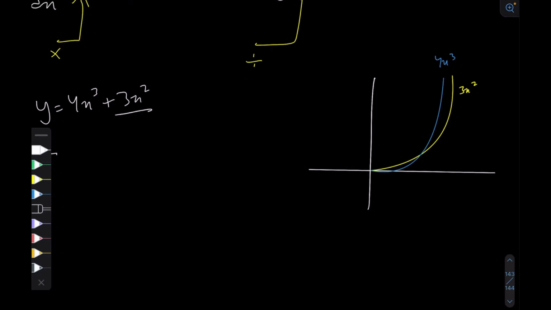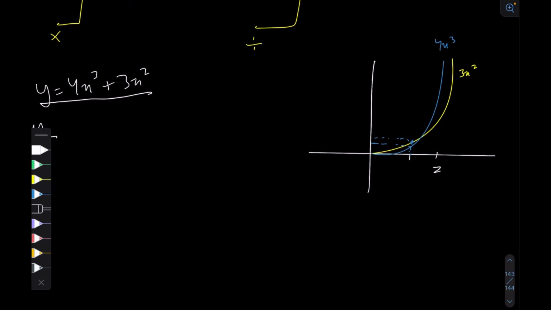So what this function is really doing is that at a certain point in x, it is taking the value of 4x cubed at that point, and it is also taking the value of 3x squared at that point, and it is adding them together. So for example, if I take x as 1, let's take it somewhere over here, and let's take 2 instead.